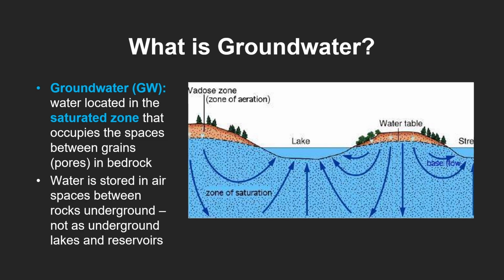Streams and groundwater are closely connected parts of the water system. As surface water moves through a landscape, some of it seeps downward and becomes groundwater. Groundwater isn't an underground lake or river. It fills the pore space between grains of rock or sediment. It's stored in the saturated zone, where all pores are filled with water. Above that lies the unsaturated or vadose zone, where pores contain both air and water.